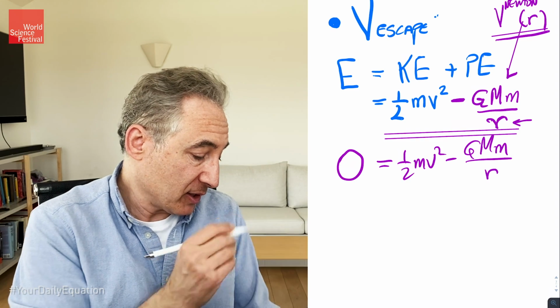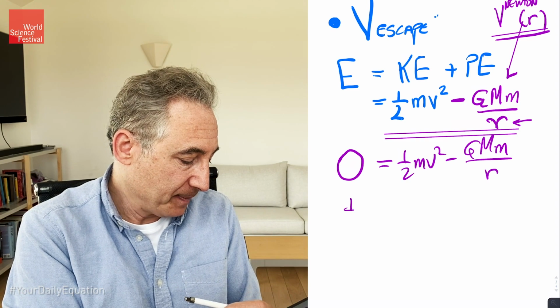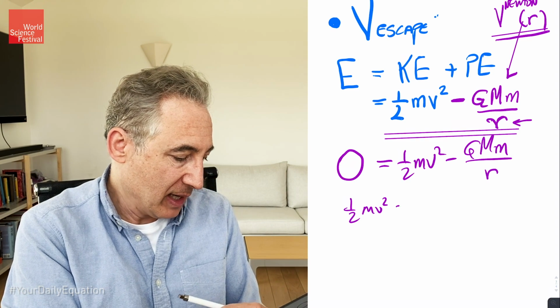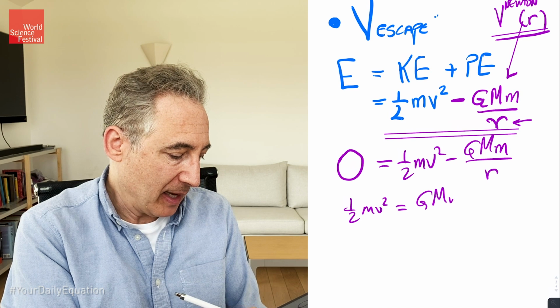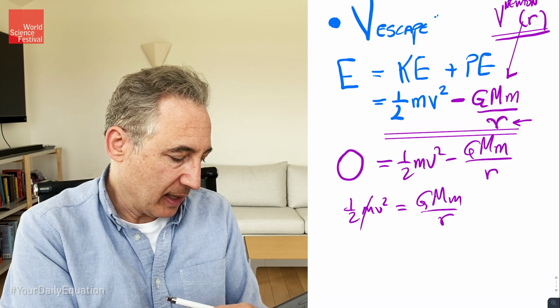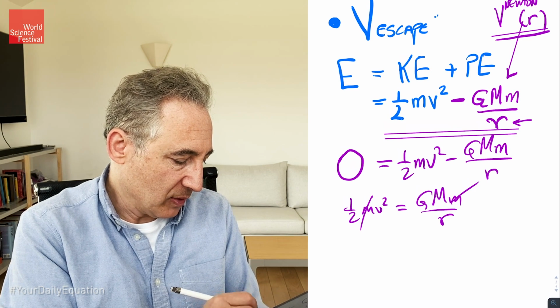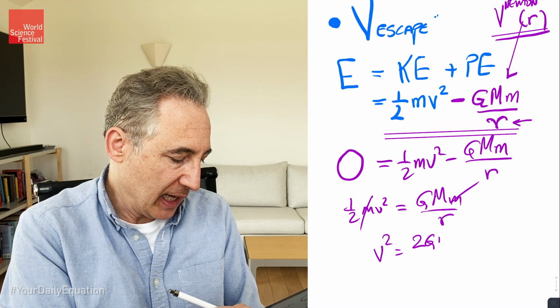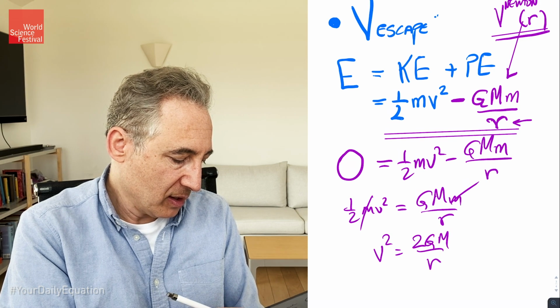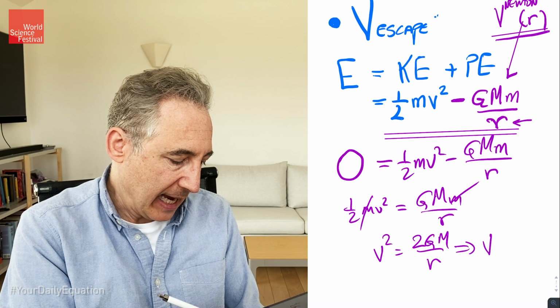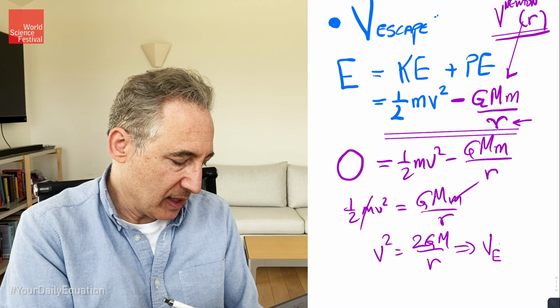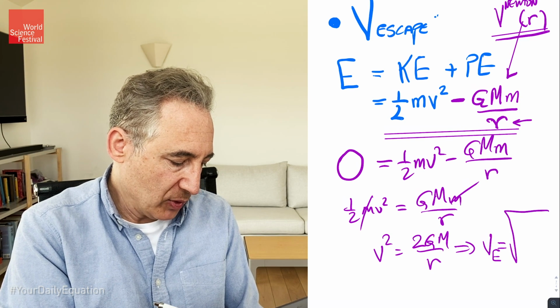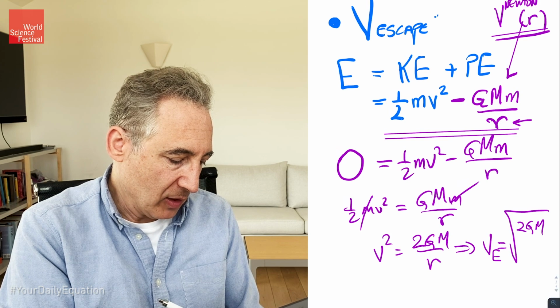Okay, so with this equation here, we can now write down that 1/2 mv squared equals GMm divided by r. Again, the m's go away, the 2 goes over, so we get v squared equals 2GM divided by r. In other words, the escape velocity, let's call it VE, is the square root of 2GM over r.